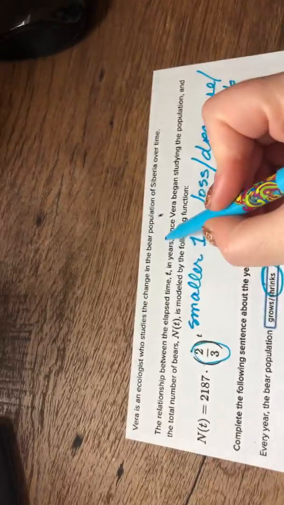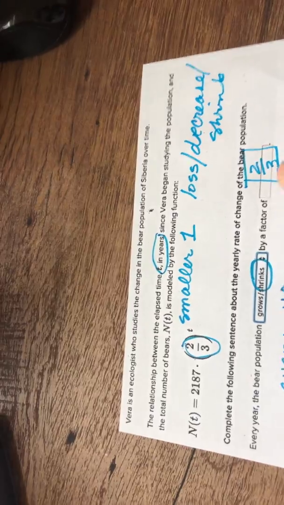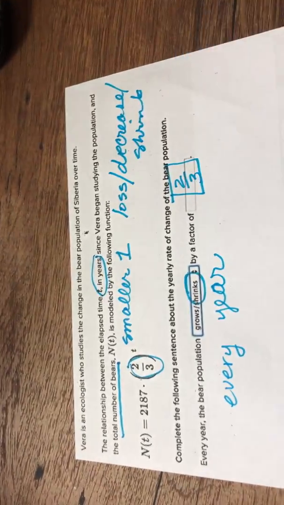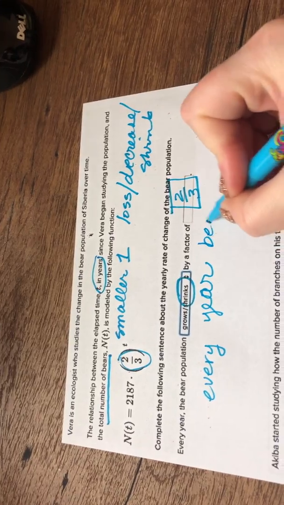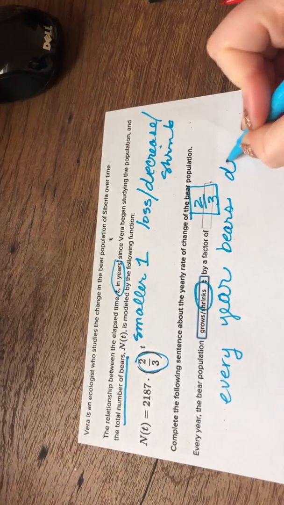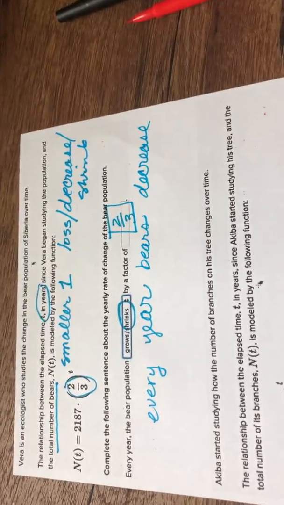So if you were wondering, that means that every year, the total number of bears is 2/3 smaller. Not like there's only 2/3 of a bear. The amount is 2/3 smaller. So every year, the bears decrease or they die off, and that makes sense. I mean, hello, climate change.